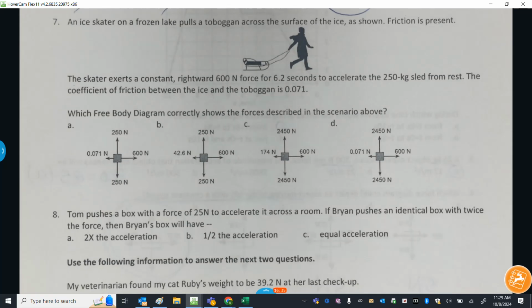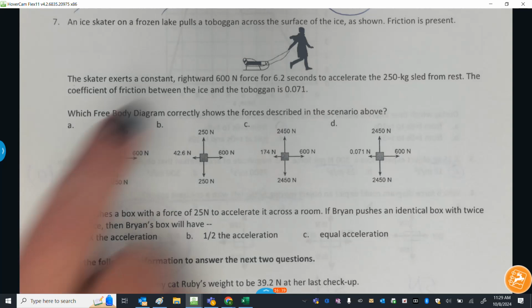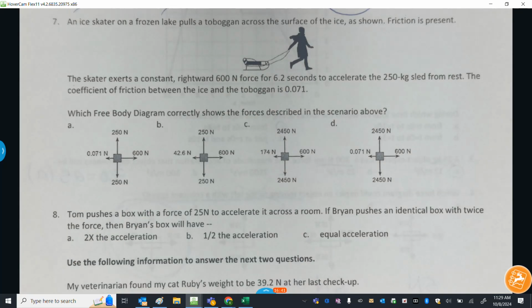All right, number 7. Again, if you do not have Form A, you are looking for this picture and this question, and it says, an ice skater on a frozen lake pulls a toboggan across the surface of the ice as shown. Friction is present. The skater exerts a constant rightward 600 newton force for 6.2 seconds to accelerate the 250 kilogram sled from rest. The coefficient of friction between the ice and the toboggan is 0.071. Which free body diagram correctly shows the forces described in the scenario above?